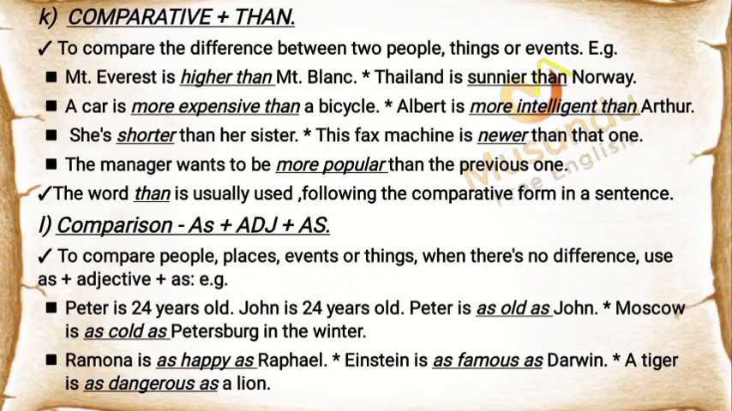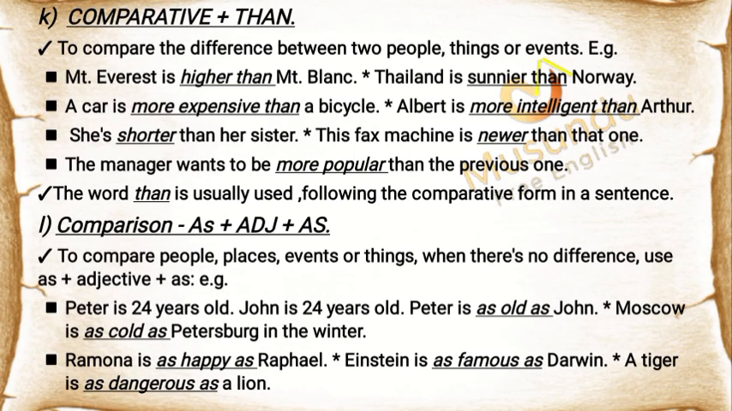K, comparative plus than. To compare the difference between two people, things, or events. Examples: Mount Everest is higher than Mount Blanc. Thailand is sunnier than Norway. A car is more expensive than a bicycle. Albert is more intelligent than Arthur. She's shorter than her sister. This fax machine is newer than that one. The manager wants to be more popular than the previous one. The word "than" is usually used following the comparative form in a sentence.